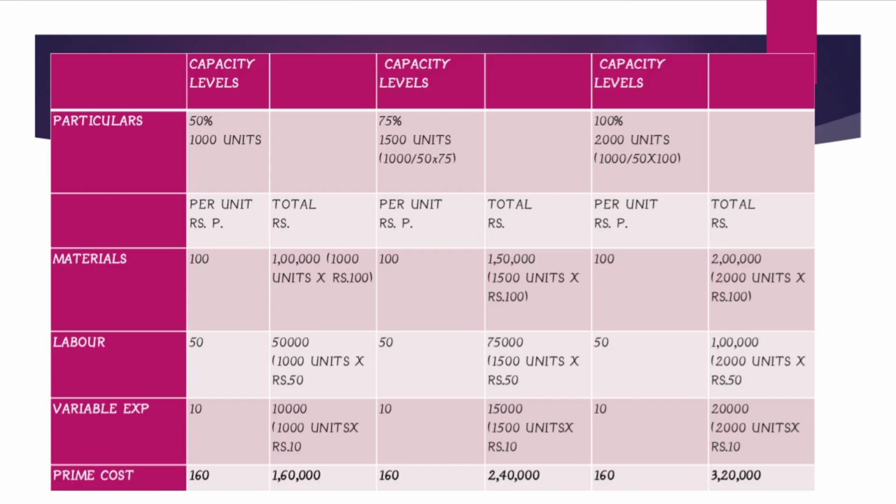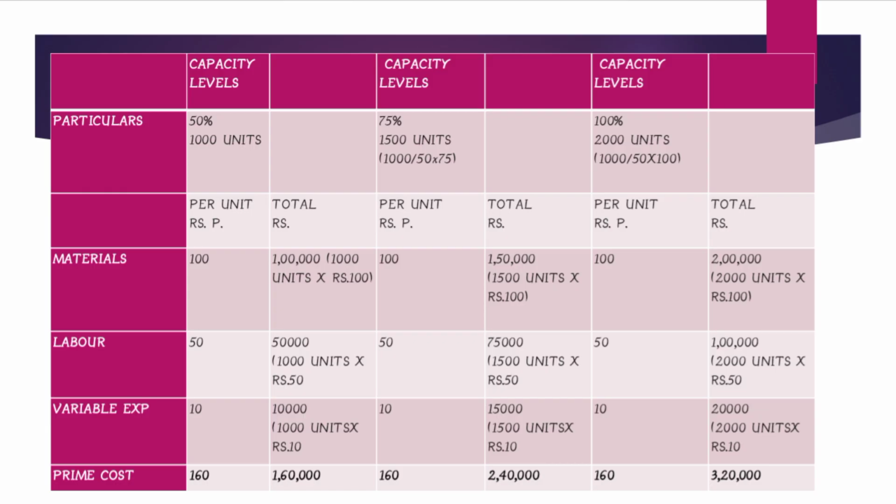Next, the given information in the sum is material. It will be rupees 100 per unit. From the given units we can directly multiply it with the rupees, and we will get a total value. So 1000 units into 100, it will be 1 lakh. 1500 units into 100, it will be 1,50,000. 2000 units into 100, it will be 2 lakh.